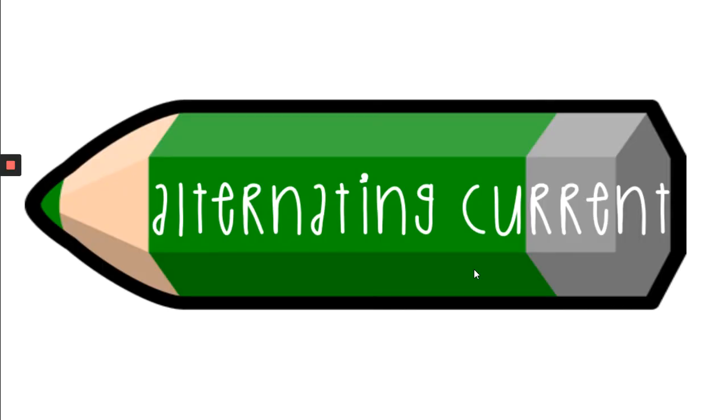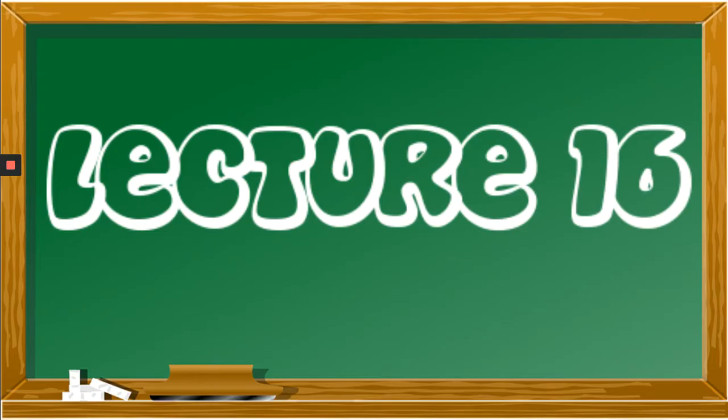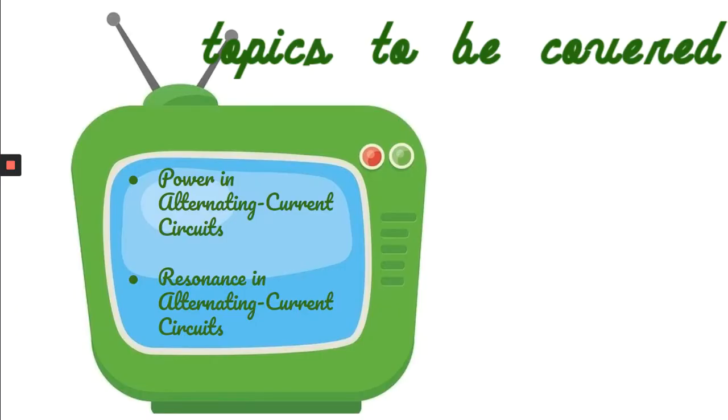This lecture is the last lecture, or fourth lecture, of the chapter Alternating Current, that is your chapter 31. And this is lecture 16 of this lecture series. In this lecture, we'll cover the topics power in alternating current circuits and resonance in alternating current circuits.